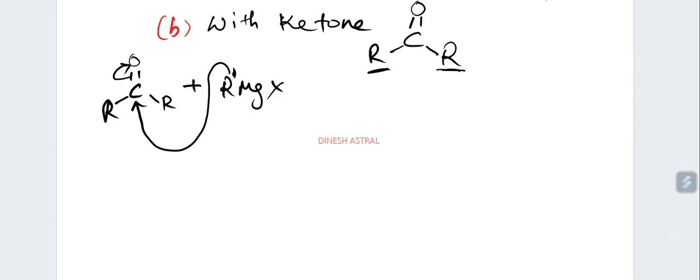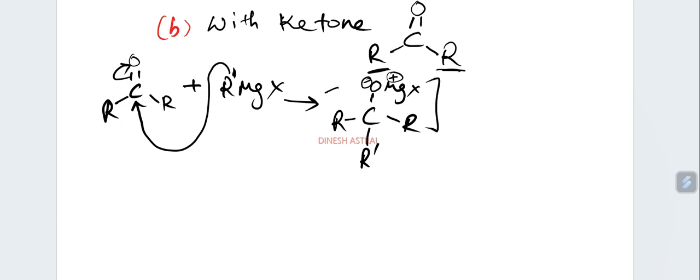The pi electrons will move onto the oxygen, as oxygen is more electronegative. Same explanation: these two groups will remain as they are, and the R dash from the ketone will move here. This one will become OMgX, oxygen with a negative charge and magnesium with a positive charge. This molecule is unstable, so we write it within a square bracket.